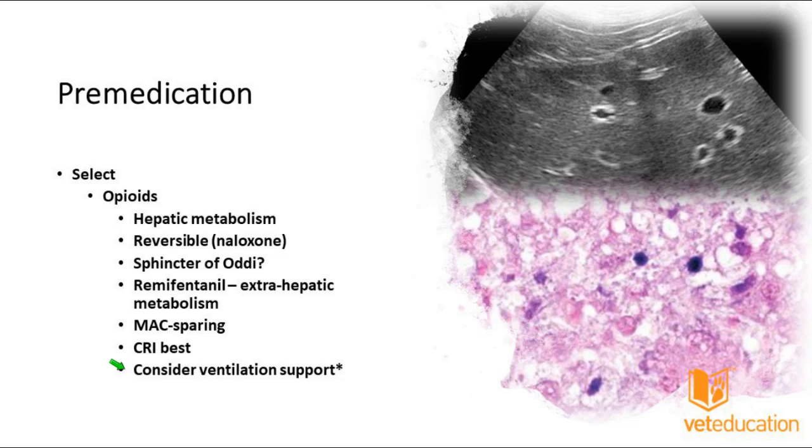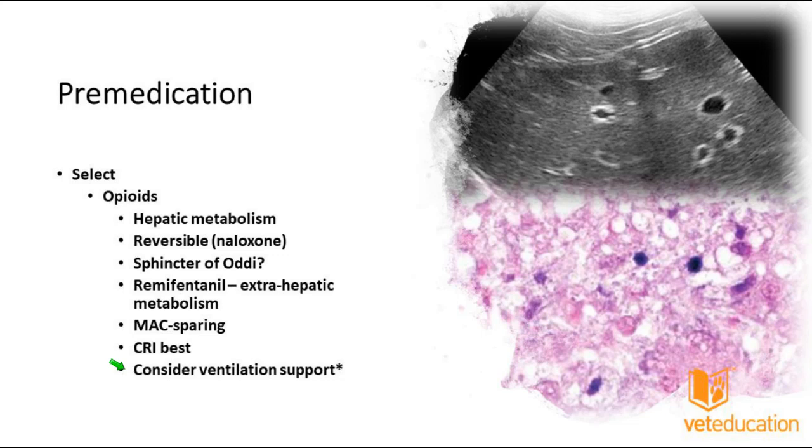Given that a lot of opioids also depress ventilation, providing ventilation support is really, really helpful, particularly if you're monitoring patients' end-tidal CO2. The decision to ventilate is pretty obvious. You'll see your CO2 creeping up above 45 millimeters of mercury. That's the time we're going to want to ventilate, because we don't want hypercapnia causing vasoconstriction in our liver.